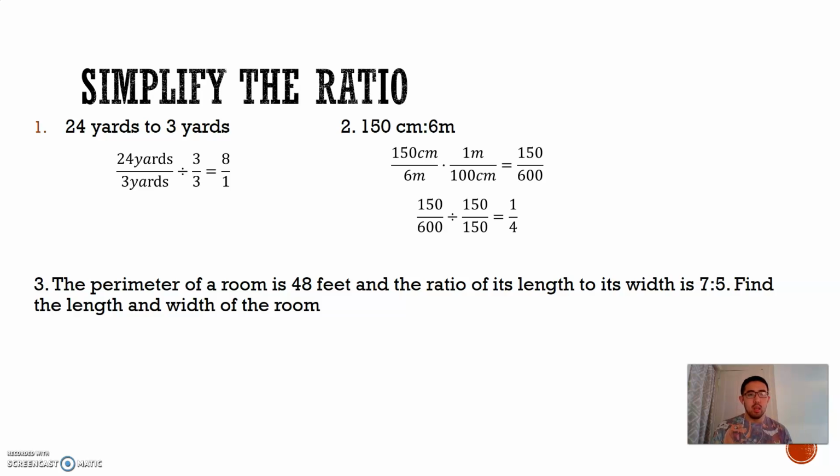Okay, 150 over 600. When you simplify that, you divide both the top and bottom by 150, you get 1 over 4. Okay. The perimeter of the room is 48 feet, and the ratio of its length to width is 7 to 5. Find the length and width of the room.